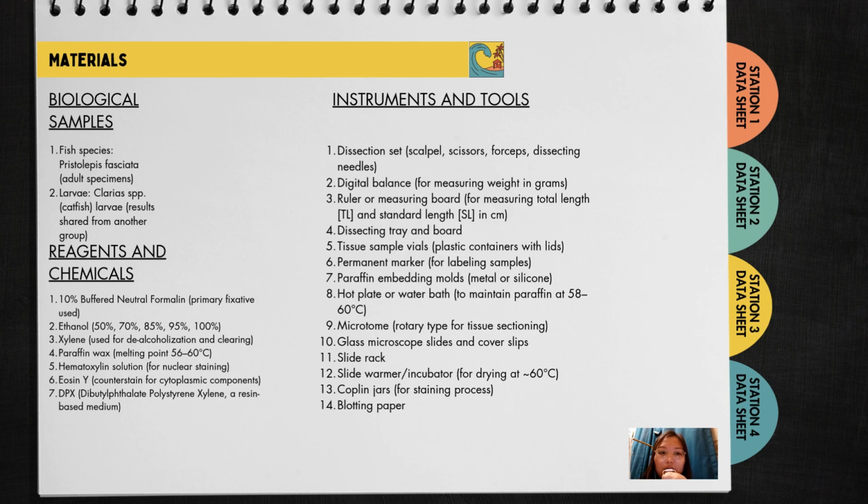Seventh, DPX. Next are instruments and tools. First is a dissection set. Second, digital balance. Third, ruler or measuring board. Fourth, dissecting tray and board. Fifth, tissue sample vials. Sixth, permanent marker. Seventh, paraffin embedding. Eighth, hot plate or water bath. Ninth, microtome. Tenth, glass microscope slides and cover slips. Eleventh, slide rack. Twelfth, slide warmer. Thirteenth, Coplin jars. And lastly, fourteenth, blotting paper.